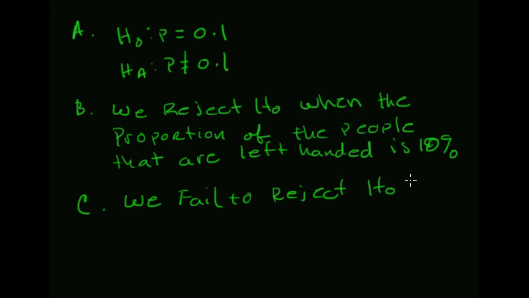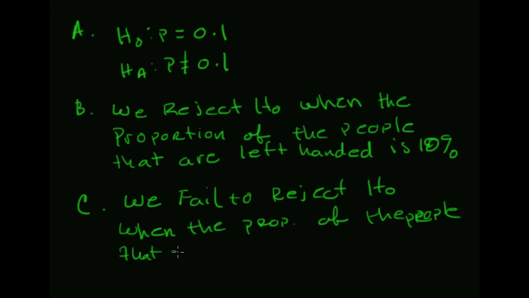Part C, the type 2 error is always a matter of we fail to reject the null hypothesis when the proportion of the population or of the people that are left-handed is not 10%. All right, so that's number one.